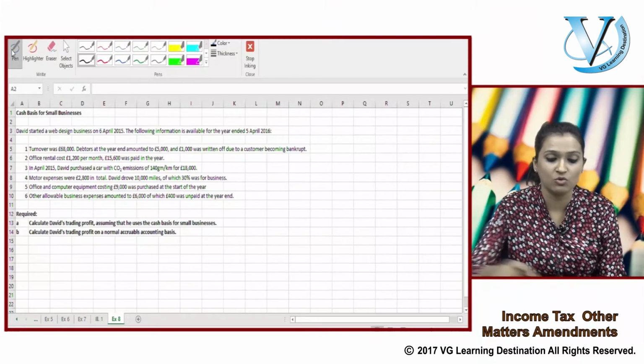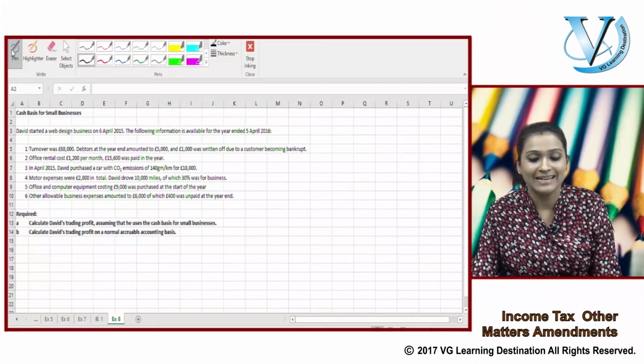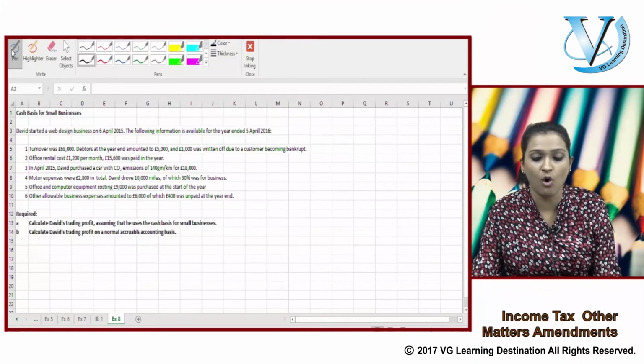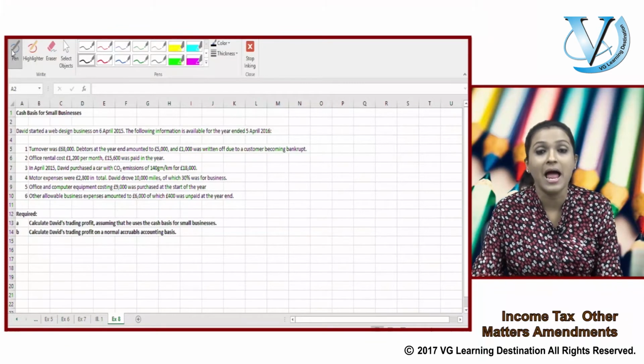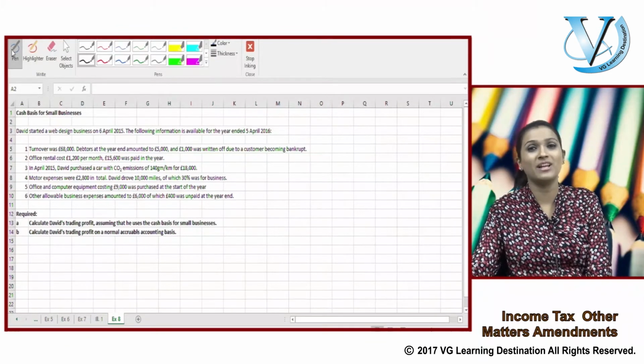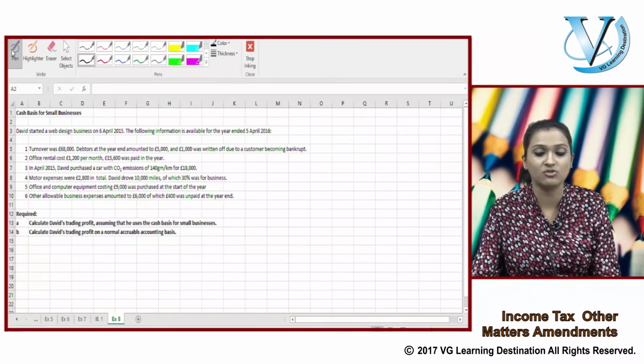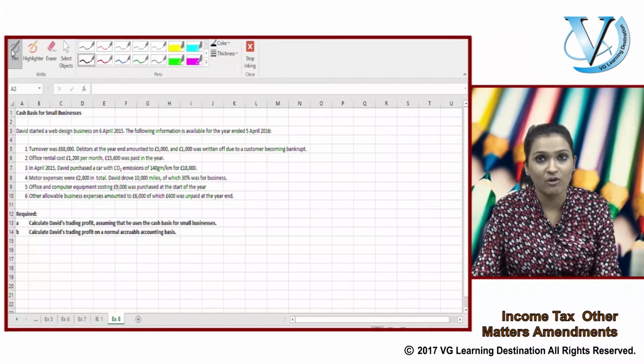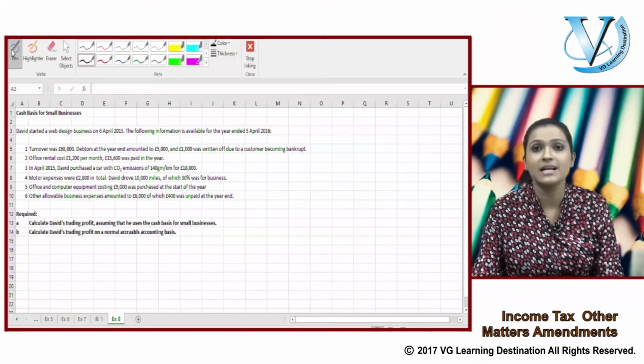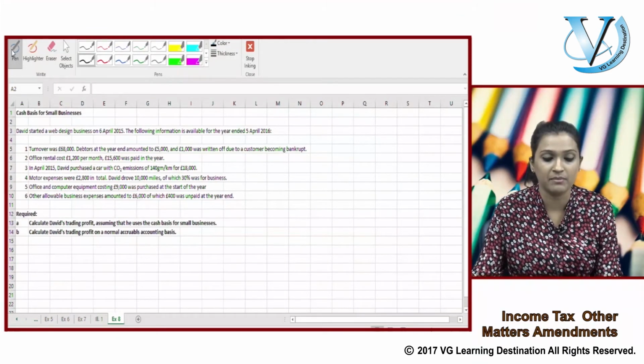Motor expenses were 2,800 in total. David drove 10,000 miles, of which 30% was for business. So business use is only restricted to 30% of the total 10,000 miles. So 3,000 miles is for business purposes, 7,000 miles is for private purposes.